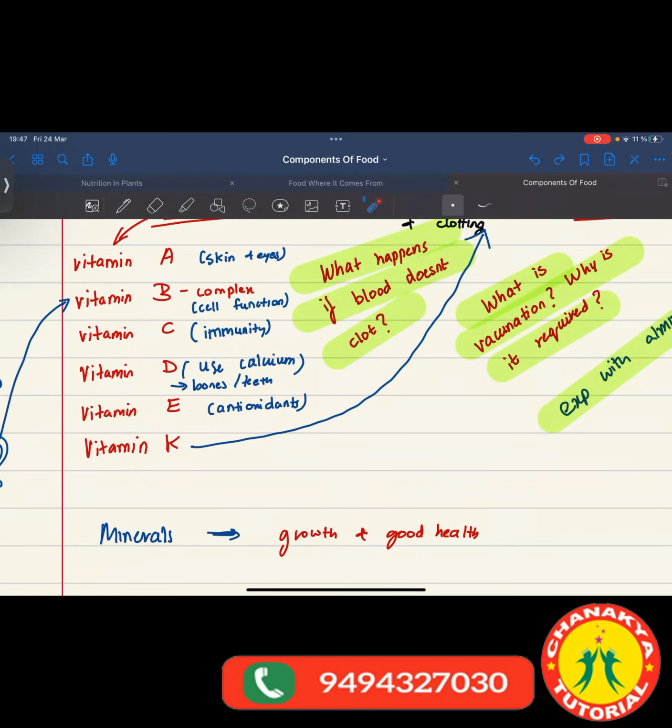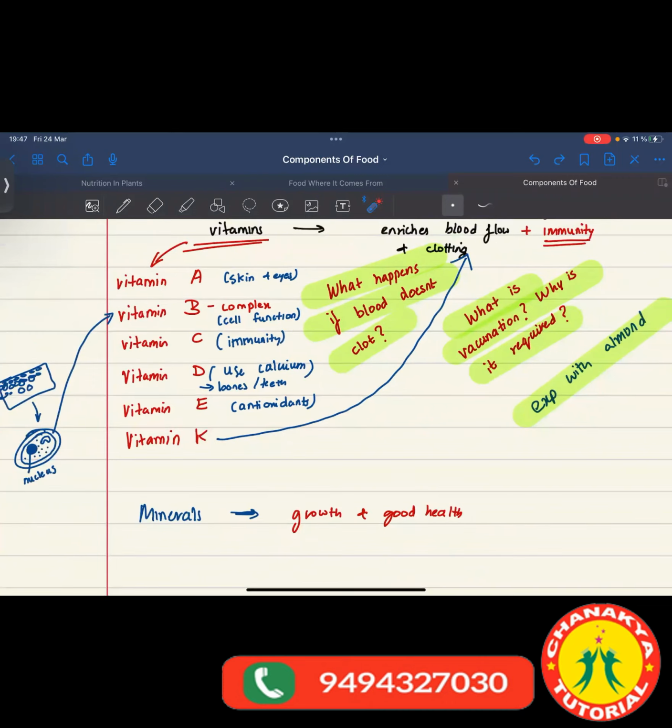I hope you know the difference. Buying a car is different, driving the car is different. Your dad is buying the car and you are driving the car, that is different. So here the minerals are buying the car, that is the calcium. The vitamins are using the calcium. The minerals are providing enrichment, providing a base.